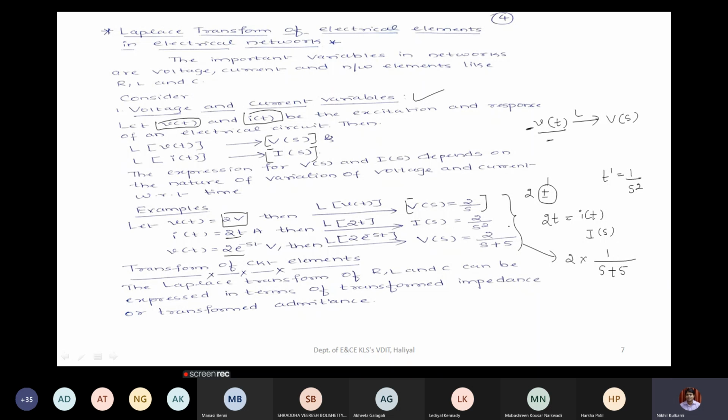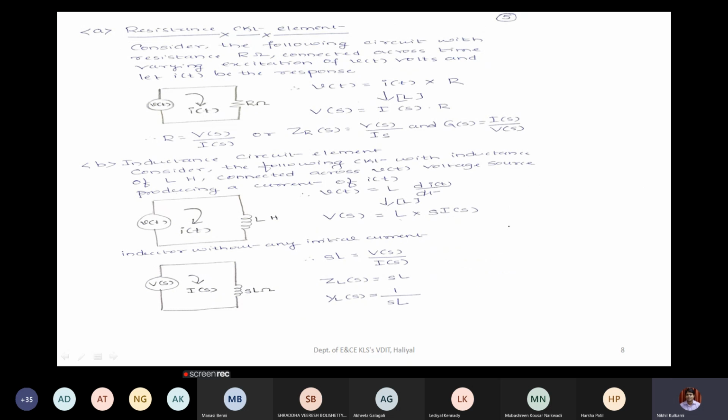Now if you take the circuit elements R, L and C. First, the resistance. Assume a resistance of R ohms in the time domain is connected across a voltage source V of t, which is producing the current I of t. By the KVL equation, you can write V of t equal to I of t into R. So its Laplace transform will be V of s equal to I of s into R.